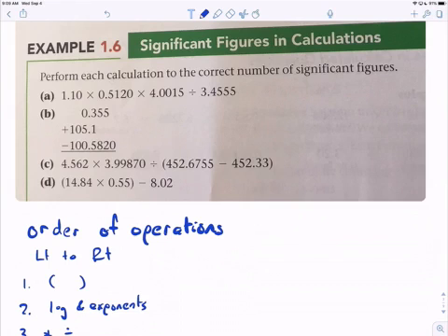Okay, so number A here is easy. It's just all multiplication left to right. And what's also nice about these, they do commute, so it doesn't matter what order you do it in. If you put these all into your handy dandy calculator, you will get 3.4555. Now you gotta look to see what the lowest number of sig figs is. So this one has 3, this one has 4, this one has 5. You have to go to 3 sig figs. So this is going to be 3.50.